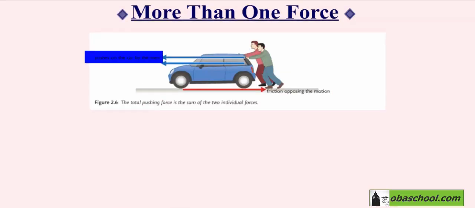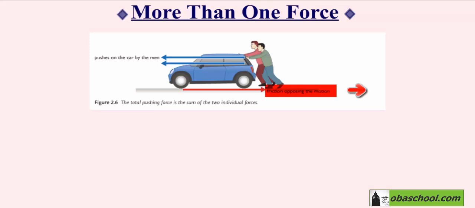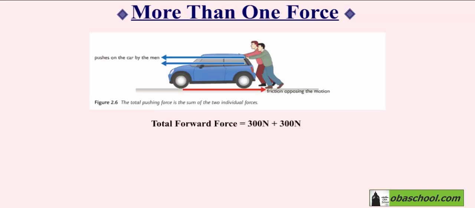What if we increase the push force on the car, like in figure 2.6? We have another man pushing the car. Let's assume that each person is exerting a 300 newtons force. So the total forward force for both men will be 300 newtons plus 300 newtons, which is equal to 600 newtons. The plus sign here is as a result of both forces having the same direction.